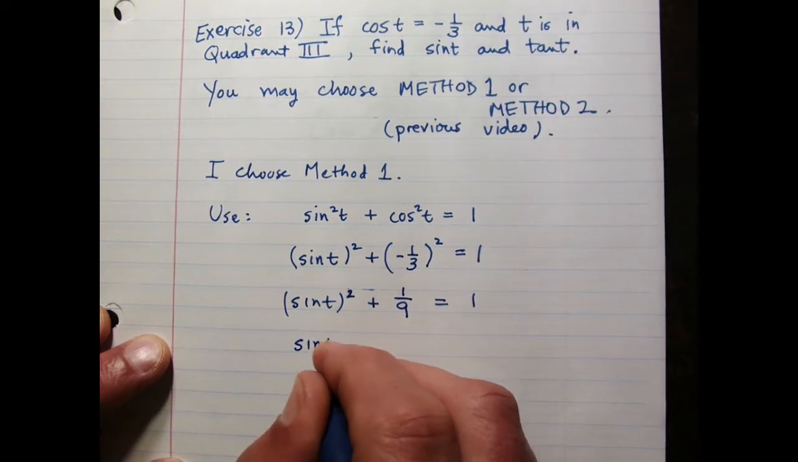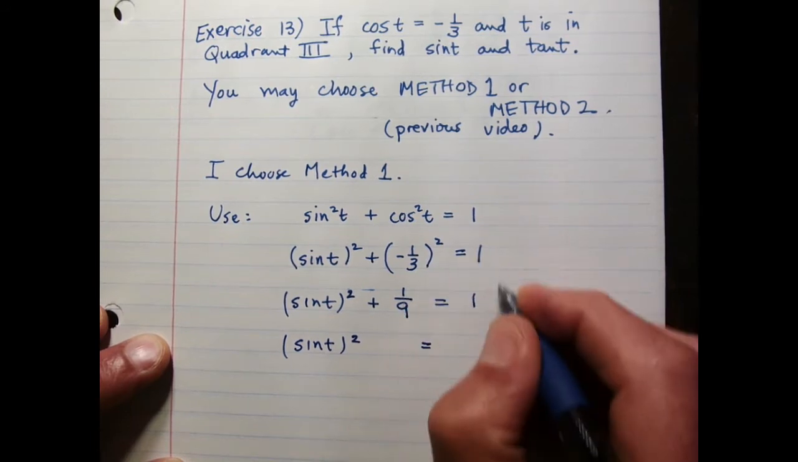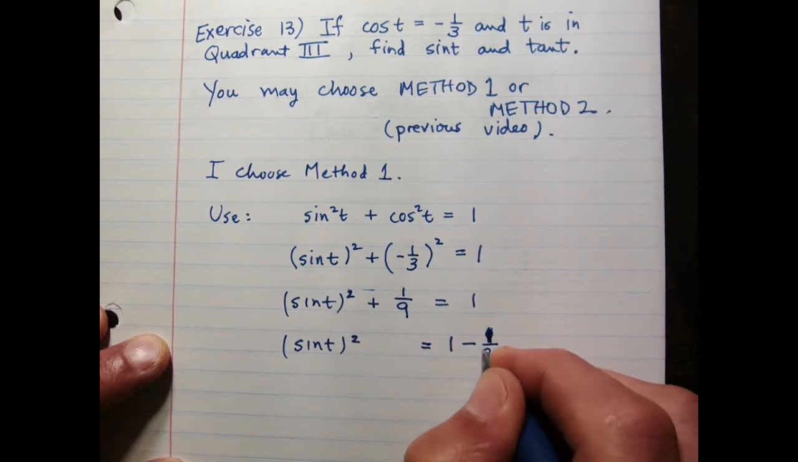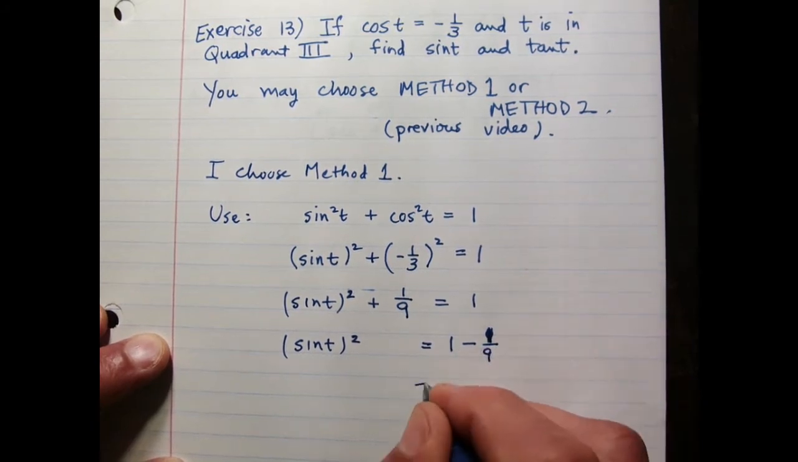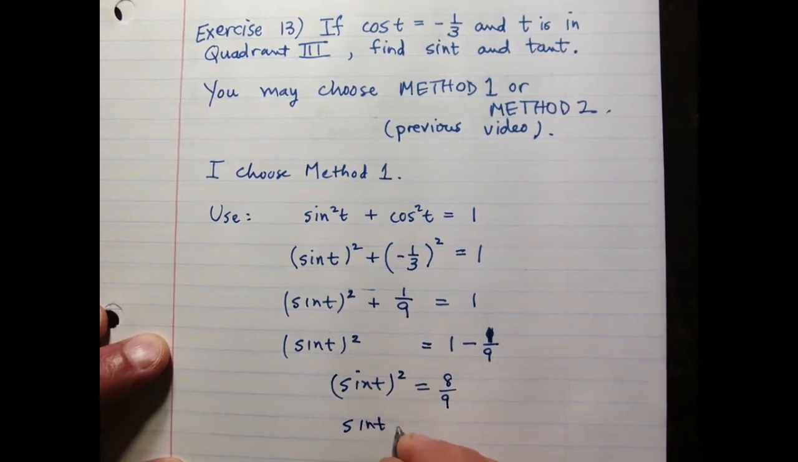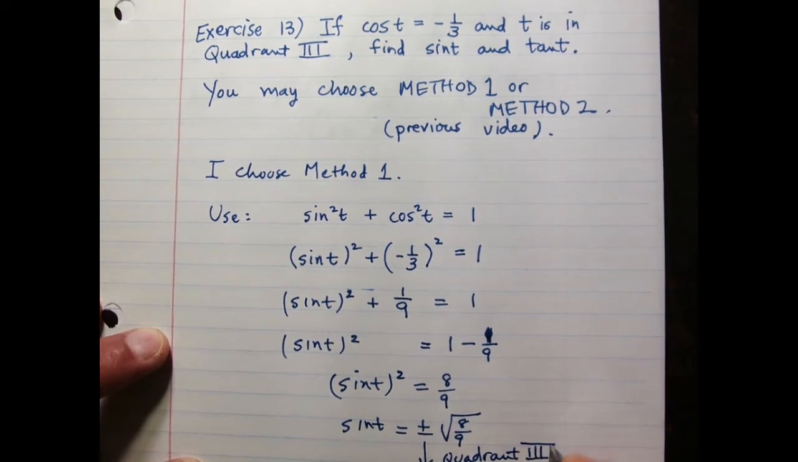And I want to isolate the sine squared. So I'm going to take the 1/9 to the other side, and I end up subtracting 1/9. 9/9 minus 1/9 is 8/9. That's sine t squared. And now I'm ready to take square roots. There's always a plus or minus, and I have to choose which one of the two. Well, we're in quadrant 3, so it's the quadrant that helps me make the decision.